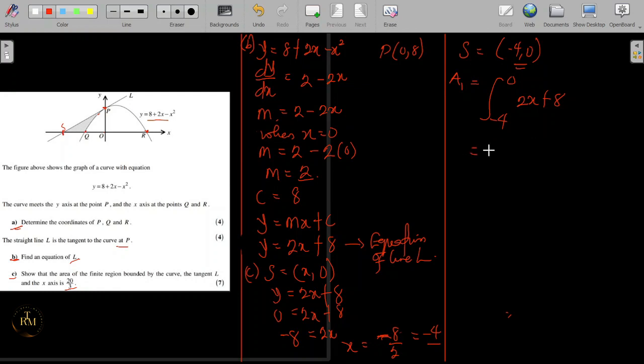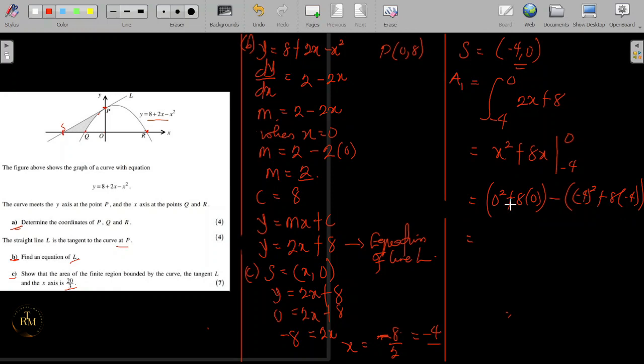So integrating this, I'm going to be having x squared plus 8x. If I integrate that, then I have 0 and minus 4. So I'm going to impute the values now for 0 and minus 4. So I'm going to be having 0 squared plus 8 times 0 for the first part, then minus the lower limits now imputed as minus 4 squared plus 8 times minus 4.